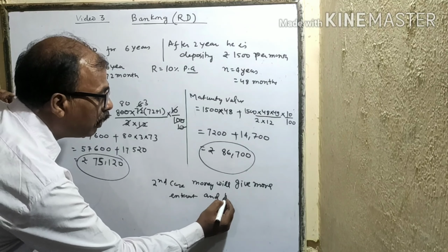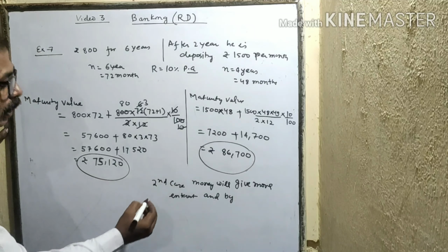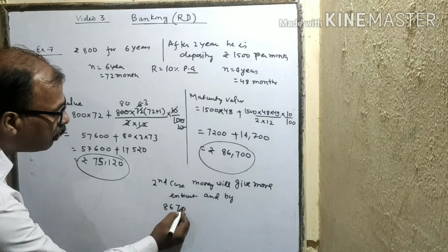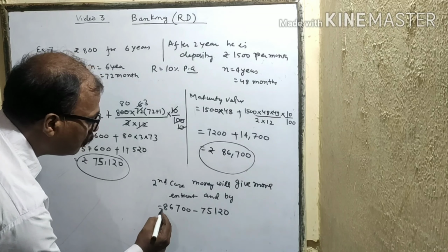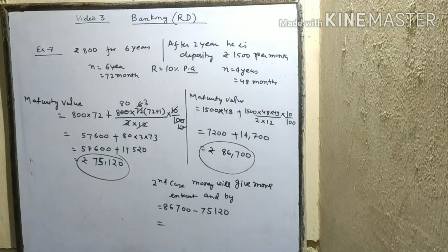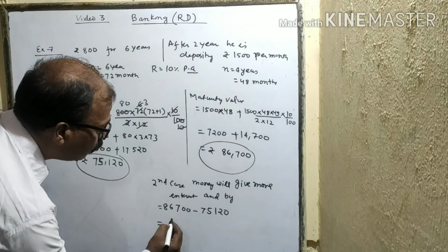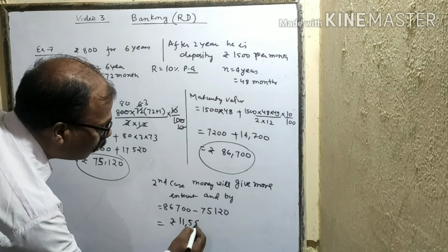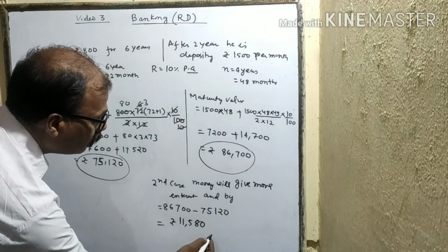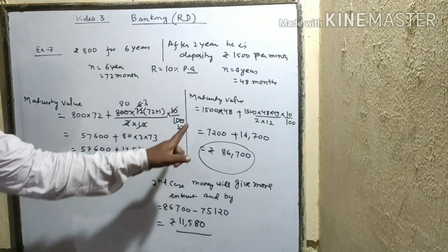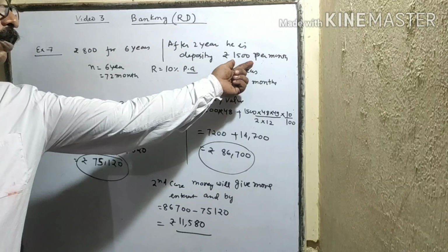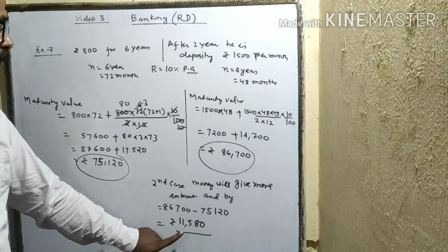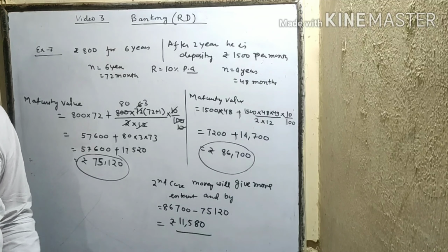and by how much we have to find, it will be 86,700 minus 75,120 rupees, and it will come out as rupees 11,580. This much more amount we will get if money is deposited only for 4 years, but since the amount deposited per month is more, what we are finding in second case is that interest coming out is more.